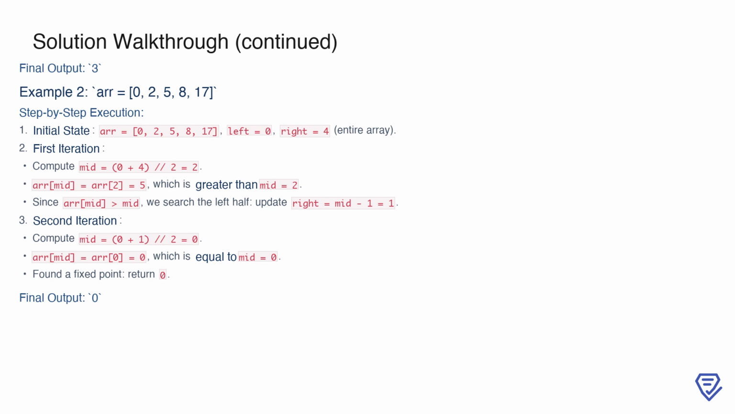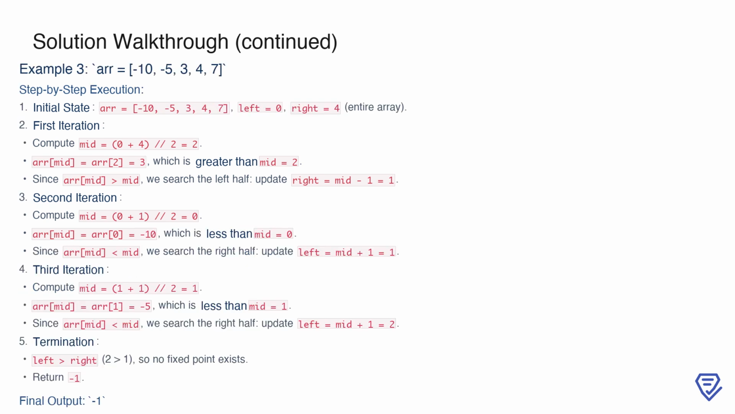This example demonstrates how binary search efficiently narrows down the search range to find the smallest fixed point. Finally, let's analyze the array -10, -5, 3, 4, 7. Starting with left equals 0 and right equals 4, the midpoint in the first iteration is (0 + 4) // 2 equals 2. At this index, the value is 3, which is greater than the index 2. Since ARR[mid] > mid, we restrict the search to the left half by updating right to mid - 1, which becomes 1.